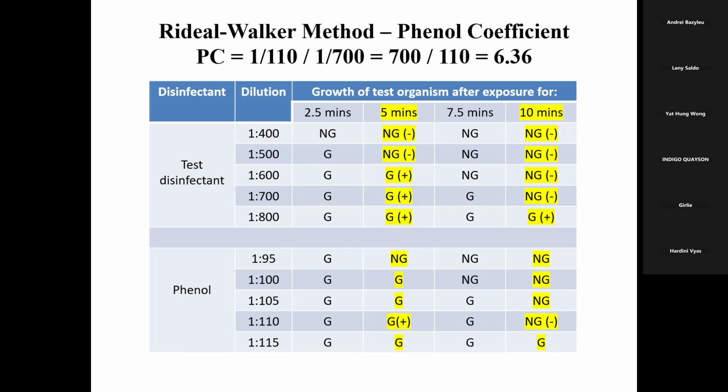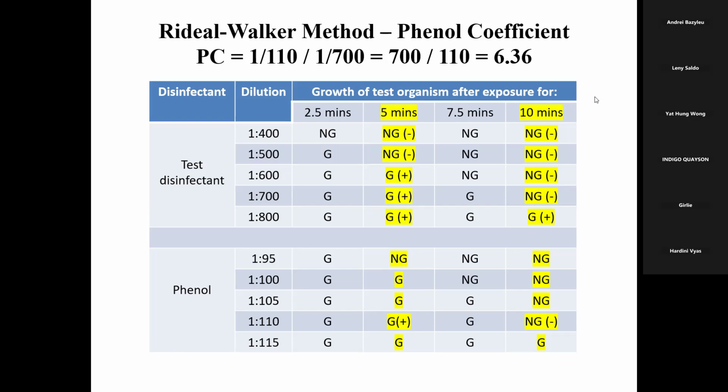What does this phenol coefficient, what does this number tell you? It tells you how much more efficient your test disinfectant is with respect to phenol. So it's roughly sixfold more efficient than phenol in my particular example. That's the only information you get from the phenol coefficient.